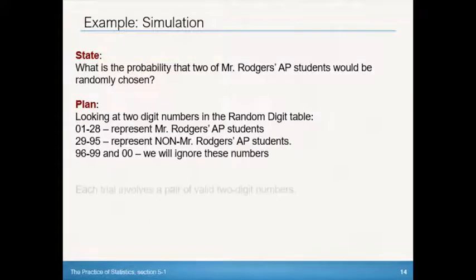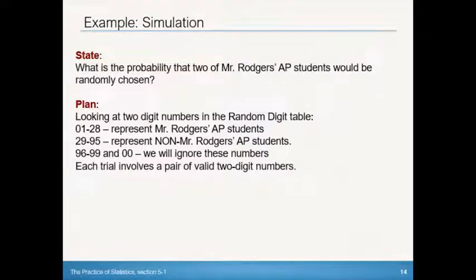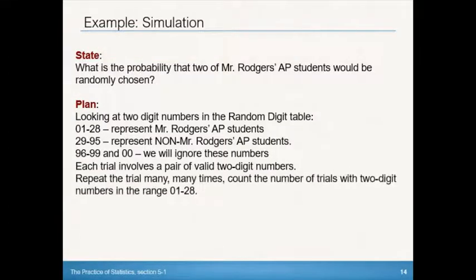Okay. All right, so each trial is going to involve a pair of valid 2-digit numbers. And then we're going to repeat this many, many times. What we want to do is count the number of trials, the number of 2-digit numbers, that had both numbers in the range of 01 to 28. That means both students would be Mr. Rogers' AP statistics students.